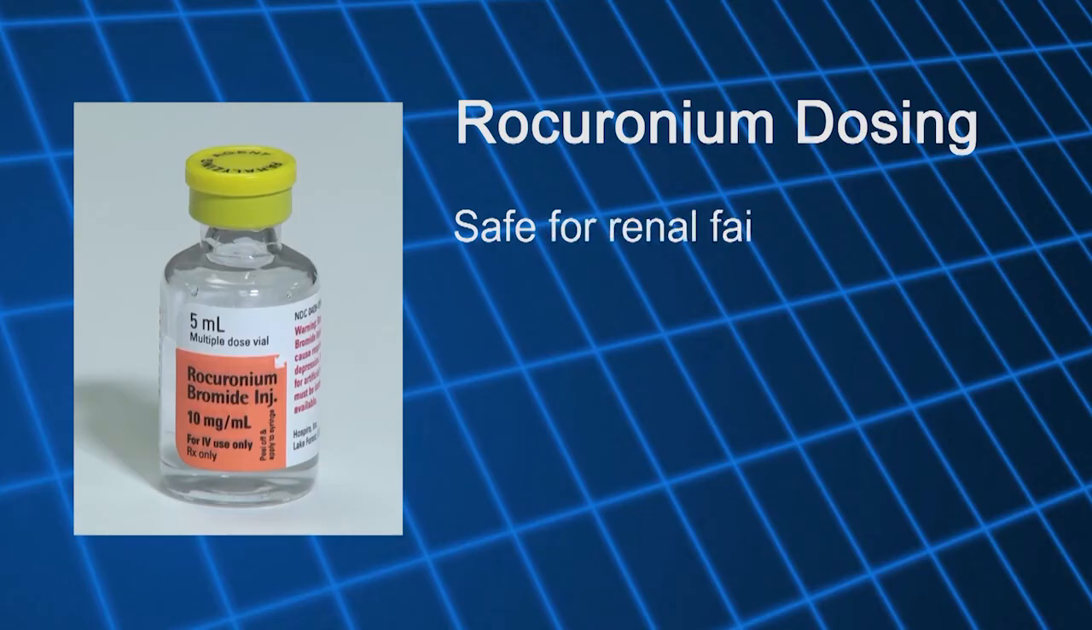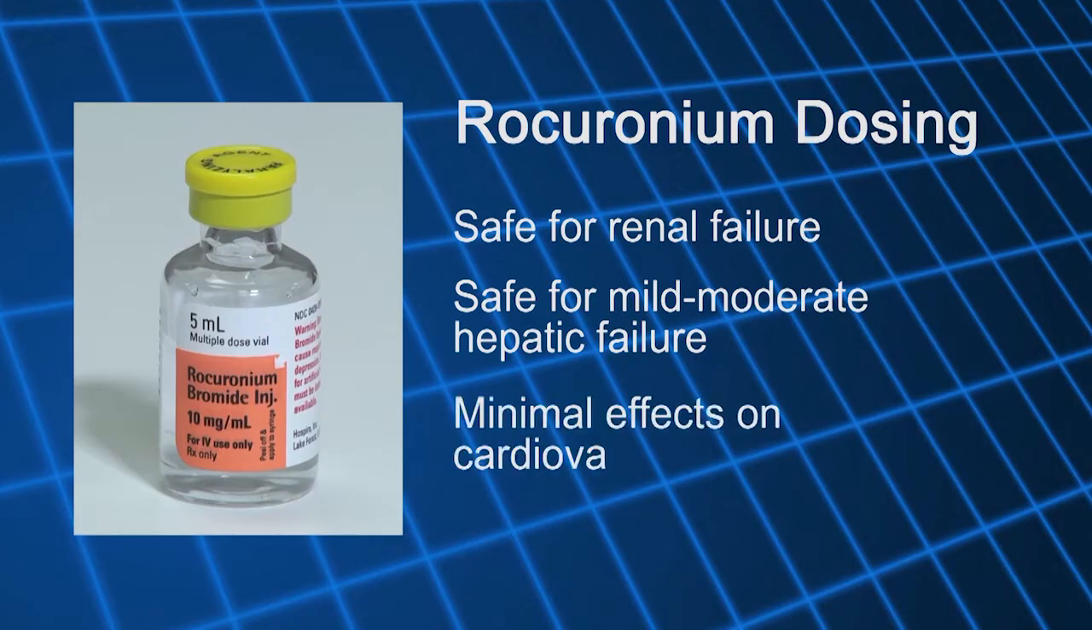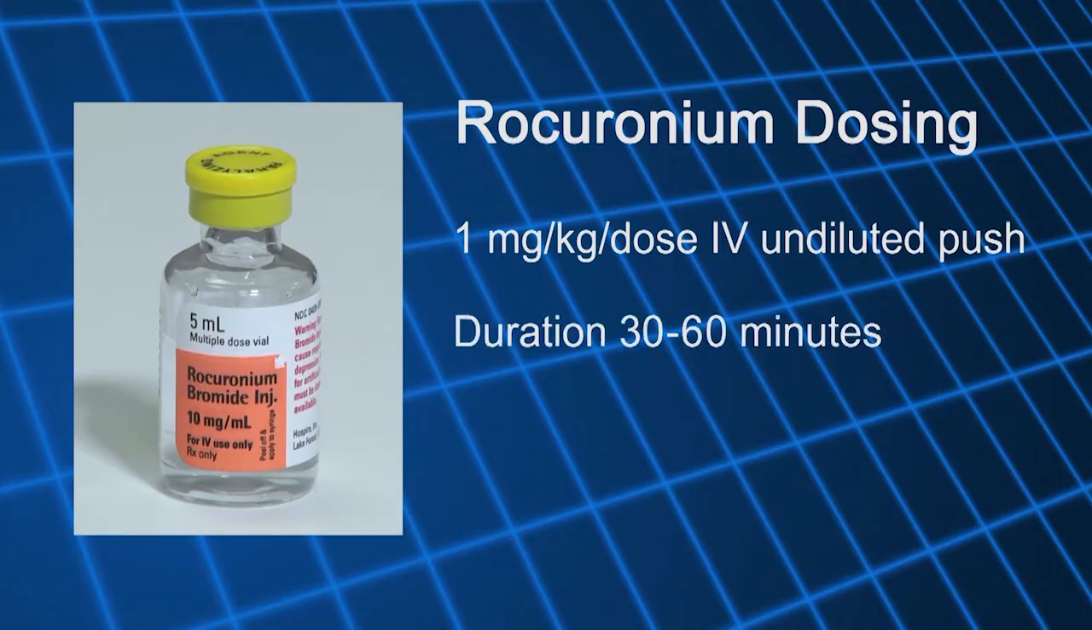Rocuronium is safe for use in patients with renal failure and patients with mild to moderate hepatic failure. It has minimal effects on the cardiovascular system. Rocuronium should be administered 1 milligram per kilogram per dose given IV as an undiluted push. The duration of rocuronium is between 30 and 60 minutes.